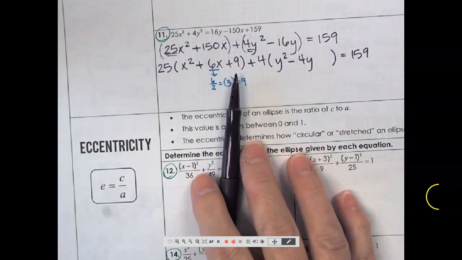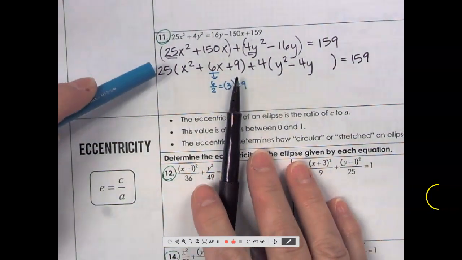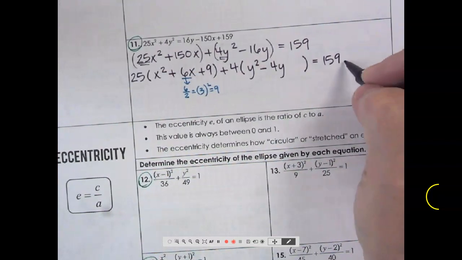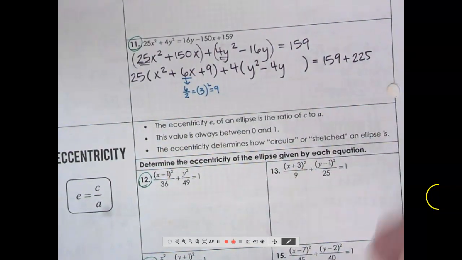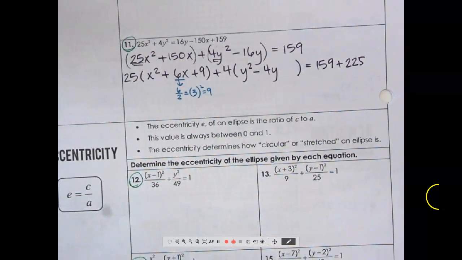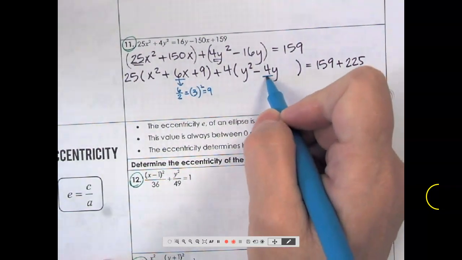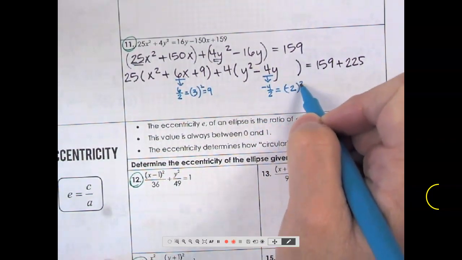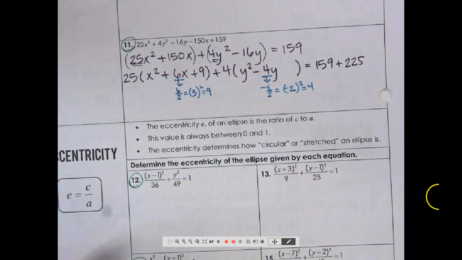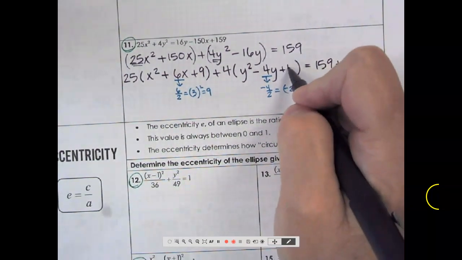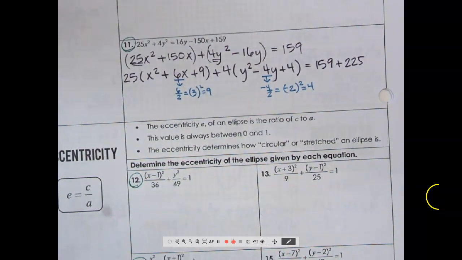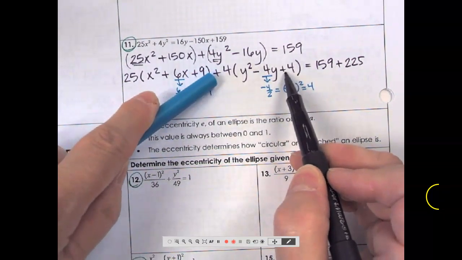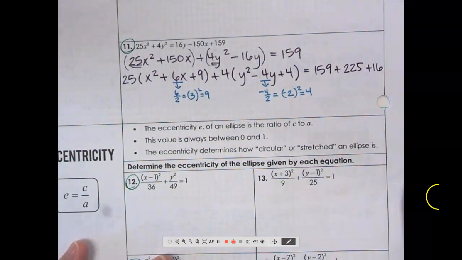So we didn't really change the left by 9. I really changed it by 25 times 9, which is 225. So I'm going to add 225 to the right to keep it all equal. And we do the same little funky step here. Negative 4 divided by 2 is negative 2, but when I square that, I get 4. So I'm going to add 4 inside the parentheses, but I didn't really add 4 to the left. I added 16 because of the 4 in front of those parentheses. So I'm going to add 16 to the right to keep it all equal.